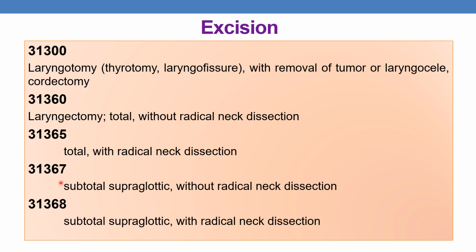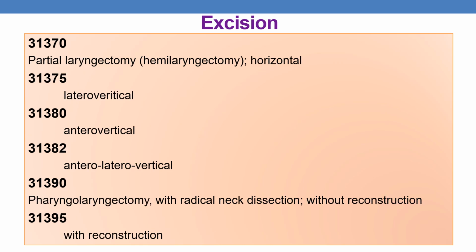The next is 31367. It deals with laryngectomy, subtotal, supraglottic without radical neck dissection. The next is 31368. It deals with laryngectomy, subtotal, supraglottic with radical neck dissection. The next CPT is 31370. It deals with partial laryngectomy or hemilaryngectomy horizontal. The next CPT is 31375. It deals with partial laryngectomy lateroventricular. Previously it is horizontal, now it is lateroventricular.